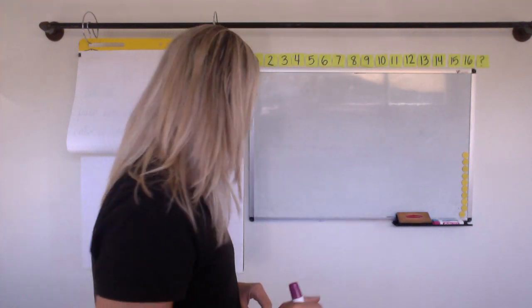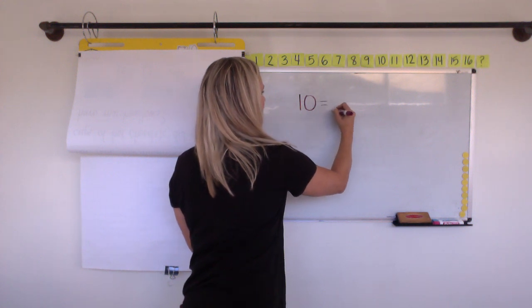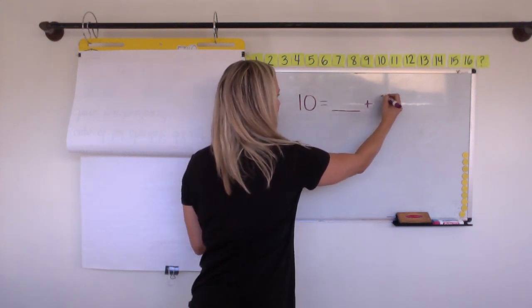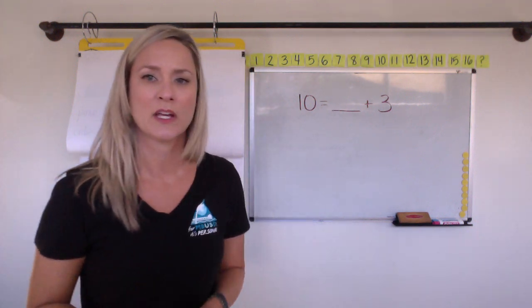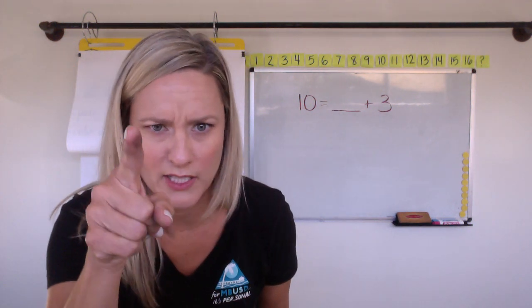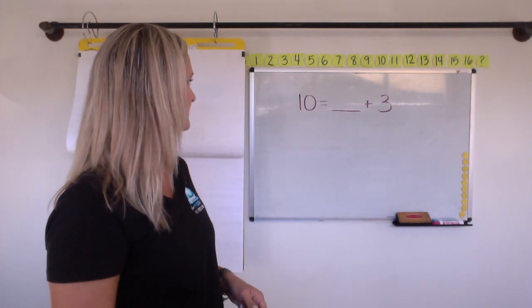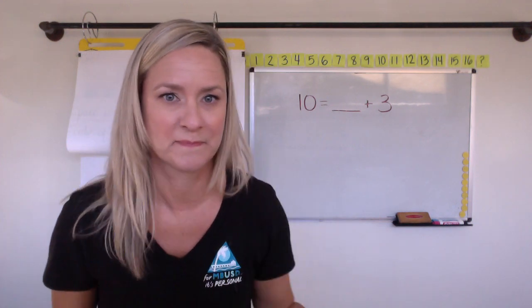All right, we're on to math, okay? So we're going to start first with our number talk. So the first thing we're going to look at is 10 equals blank plus 3. 10 equals blank plus 3. All right, I want everyone to hit pause so that you can figure that out. Hit pause right now.